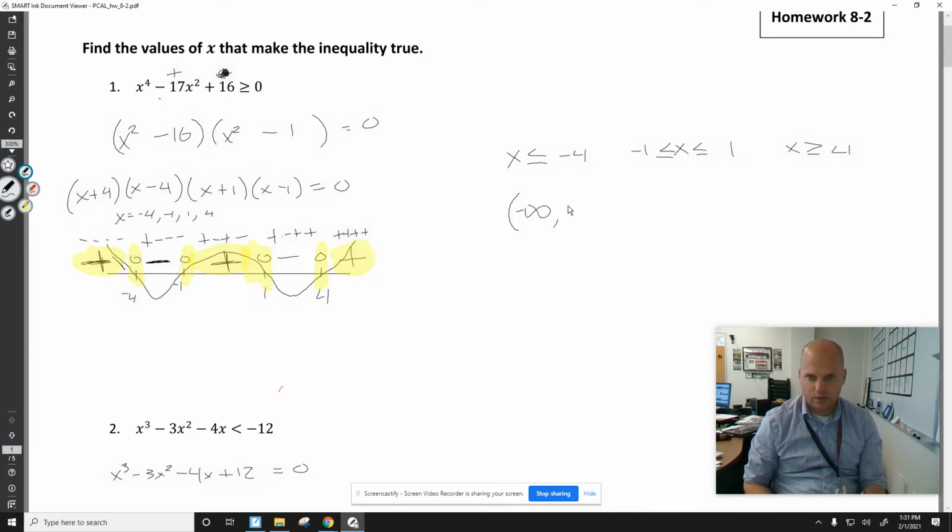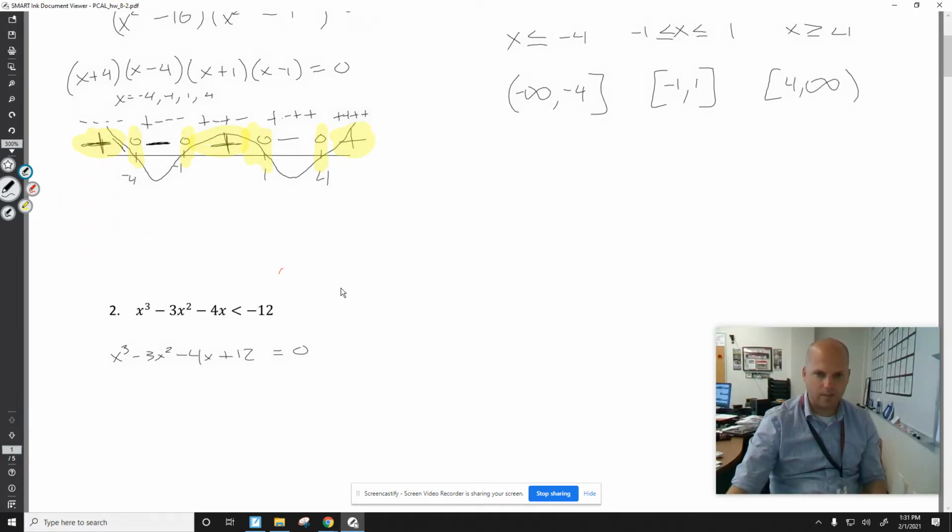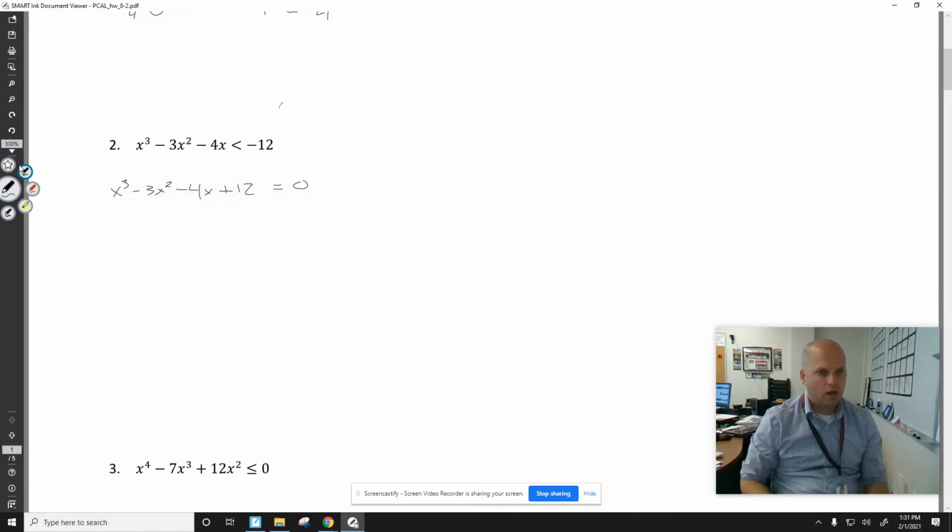negative infinity to -4, including that. -1 to 1, including those. Remember, including are closed brackets, not including is the open brackets. And then from 4 to infinity. We don't include infinity. Infinity is a concept rather than a number. All right, this guy.